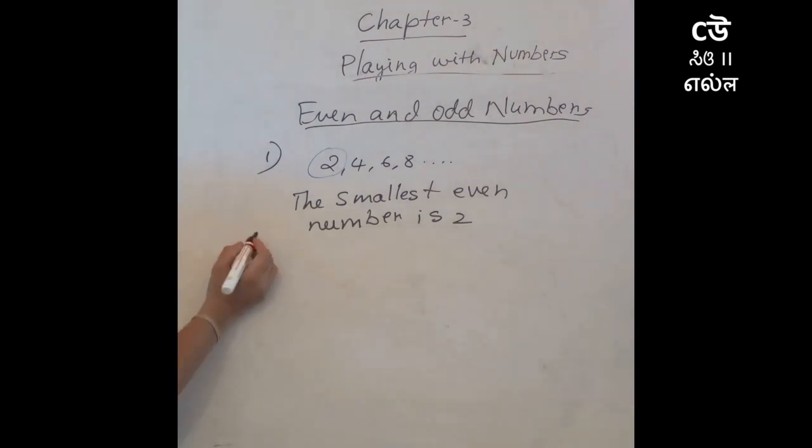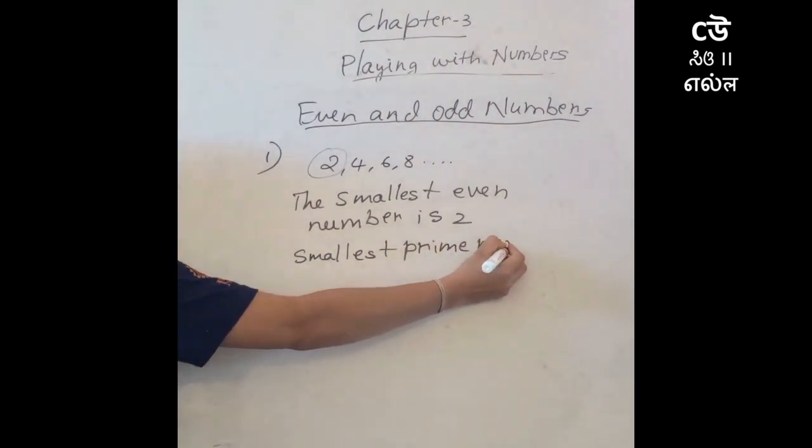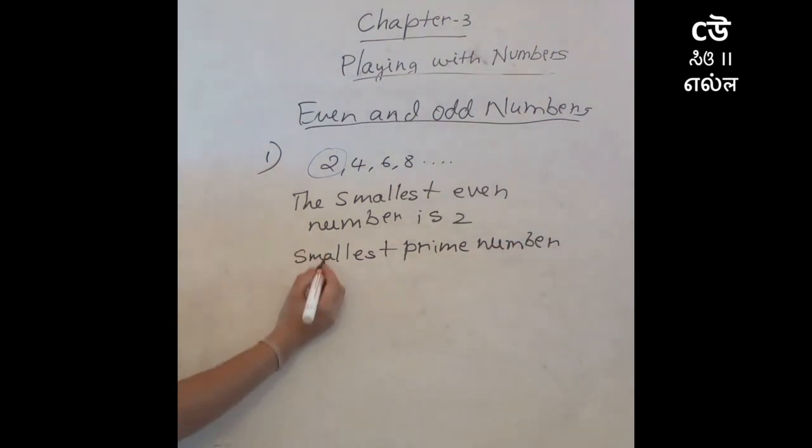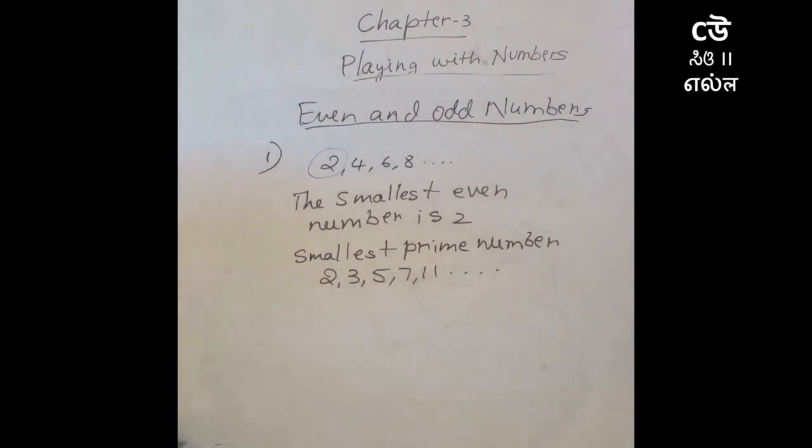One more thing, children. What is the smallest prime number we have? The smallest prime number we have is 2. Prime numbers start from 2, 3, 5, 7, 11 and so on. Which is the smallest number in these numbers? Here also, 2 is the smallest number, right? So, we can tell that 2 is the smallest prime number, and 2 is an even number. So, 2 is the smallest prime number which is even.